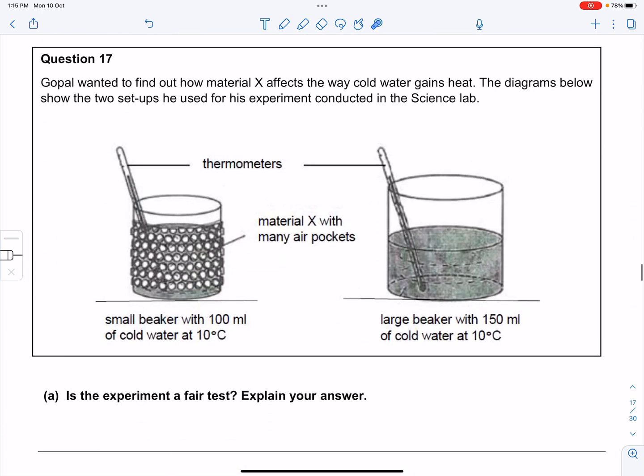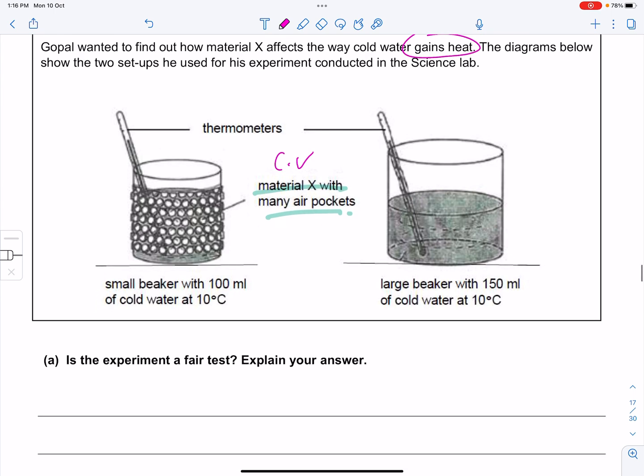Question 17. Gopal wanted to find out how material X affects the way cold water gains heat. The diagram below shows two set ups. So this is the change variable. And what is the measured variable? Measured variable would be temperature. They didn't say that, but it can be inferred, right?